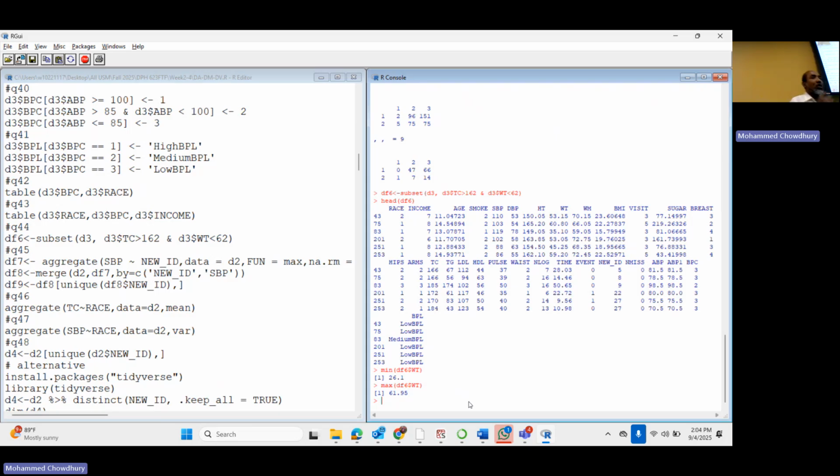And the maximum value, if you write it, would not exceed 62. Take a look at that. It would not exceed 62 because that is the 62, right? The maximum value is 61.95, because I said that weight must be less than 62. So the highest weight is 61.95, because I want to focus the study on this group of people.